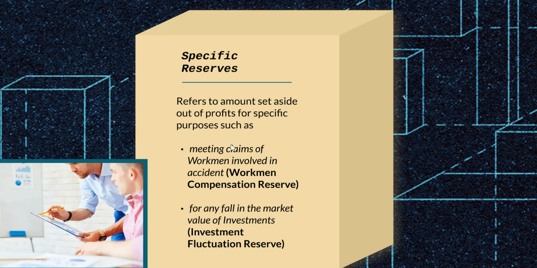And it could be for purpose of any fall in market value of the investment, and a reserve for this purpose is referred to as investment fluctuation reserve. So a specific reserve refers to amount which is set aside out of profits but to meet specific purposes, and examples of such specific reserves will be workmen's compensation reserve and investment fluctuation reserve.